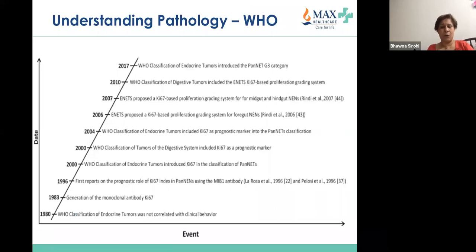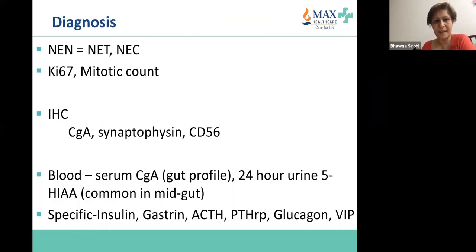Now, understanding the pathology is very, very important for neuroendocrine. So it started from the 1980s. The Ki67 came in as a prognostic marker in pancreatic NETs. Then we no longer use the term carcinoid, which used to be used earlier. The terminology to use now is neuroendocrine neoplasm. And I would suggest that when you read through the guidelines, you will read the history about the WHO classification. So neuroendocrine neoplasms can be a tumor or a carcinoma. Very important that every patient has a Ki67 and a mitotic count.